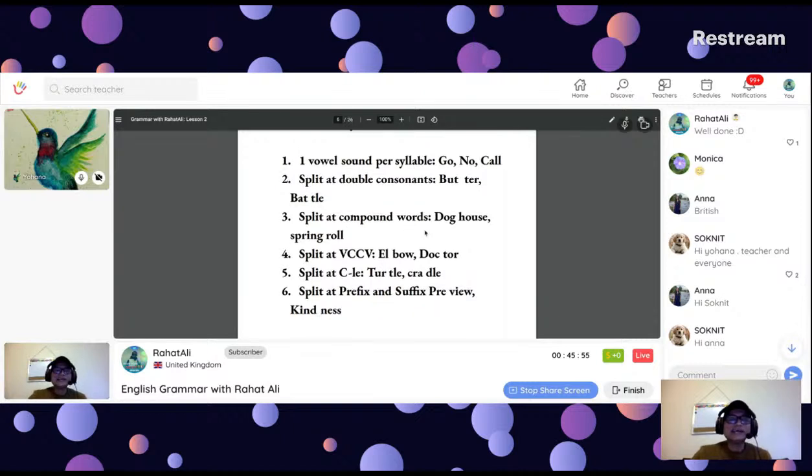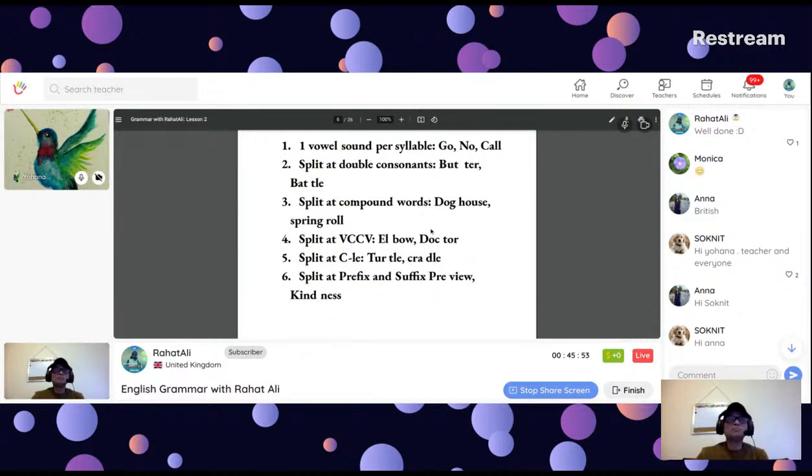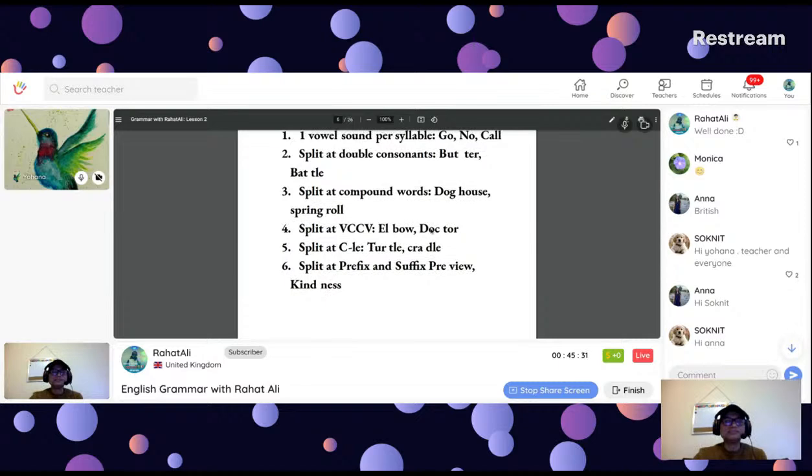Very good. Then compound words. Remember compound words I was explaining on the other day. Compound words are those words when it is connected to two different words, like dog and house. Doghouse, spring and roll, spring roll. Can you give me an example of compound word, Ihona? Butterfly. Very good, butterfly.